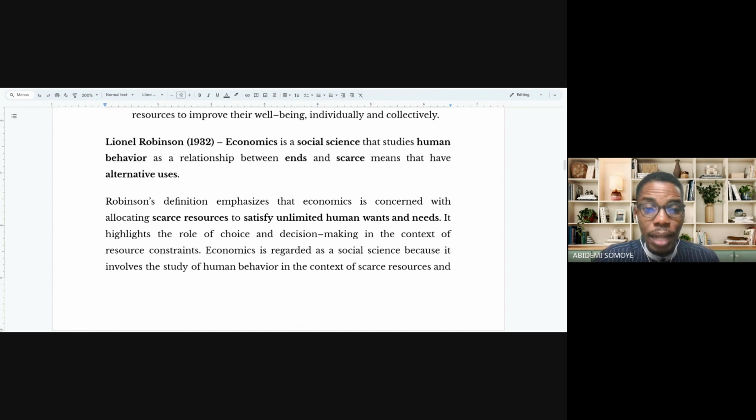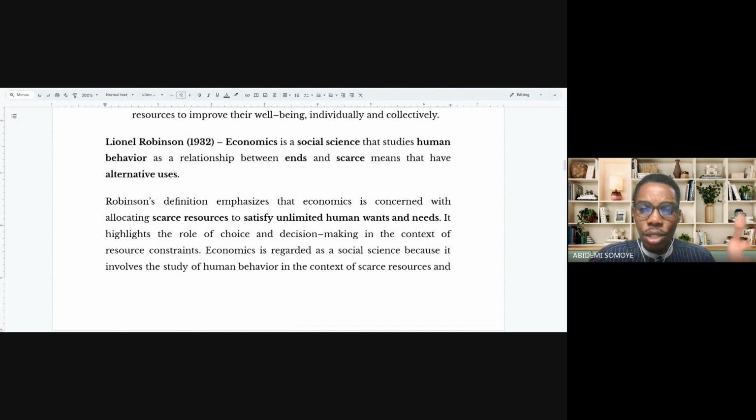So I mentioned scarcity already. And when we say resources in economics, I'm going to get there briefly, we are basically talking about the factors of production. So when we mention resources, we're talking about the factors of production. We are going to get there shortly. So Robbins's definition emphasizes that economics is concerned with allocating scarce resources to satisfy unlimited human wants and needs. It highlights the role of choice and decision making in the context of resource constraints.